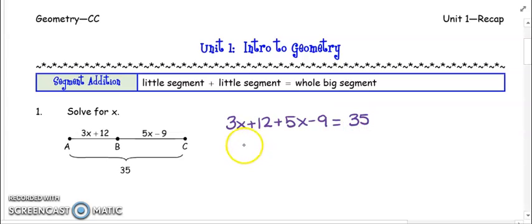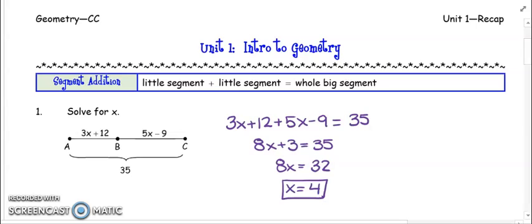If I clean that up, that'll give me 8x plus 3 is equal to 35. And I'll continue to solve by subtracting 3. So I've got 8x is equal to 32. Divide by 8, and I have x to be equal to 4.